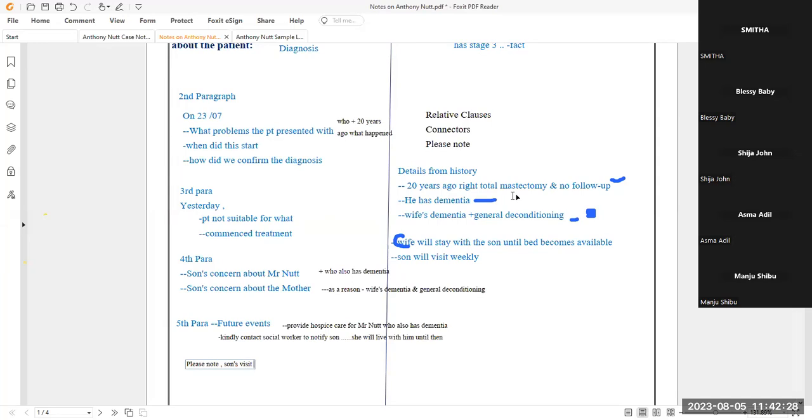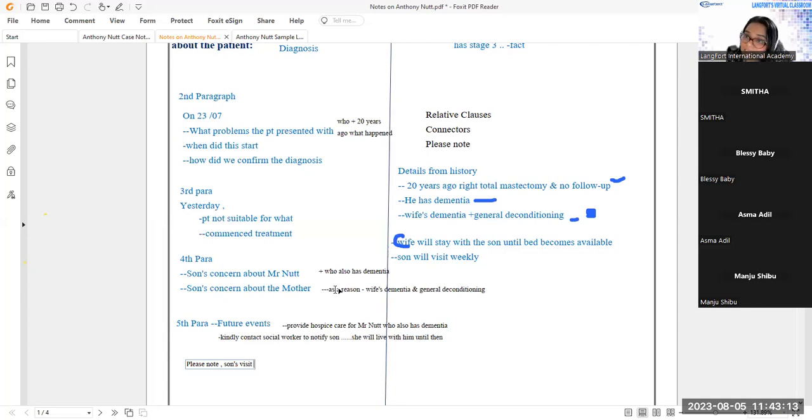Because another option that usually people do is they start another paragraph saying, additionally, he had mastectomy 20 years ago, at the end, after writing the whole thing. But at the end, talking about the mastectomy doesn't make any sense. It's something that you need to tell the reader at the start itself. So that's why we used 20 years ago. We connected that with when we talk about his problems at the time of presentation. Then his dementia, when we talk about son's concern about Mr. Nutt, who also has dementia. Or when we say, please provide hospice care for Mr. Nutt, who also has dementia.